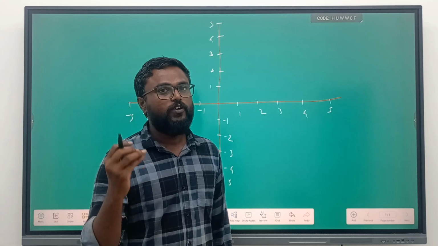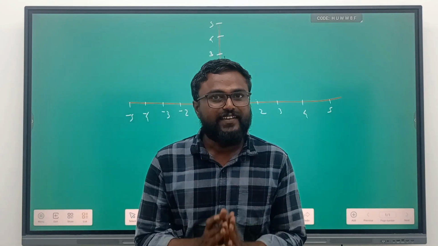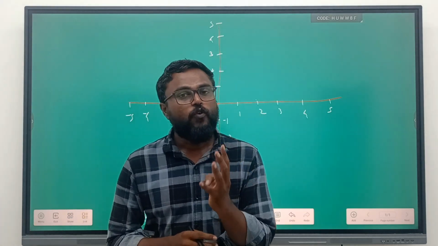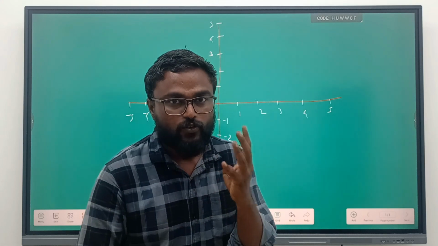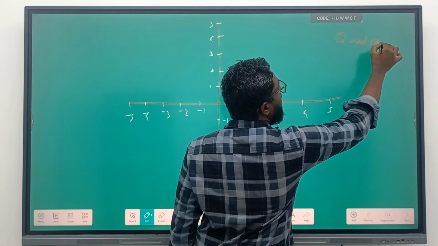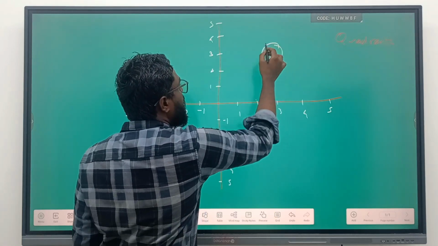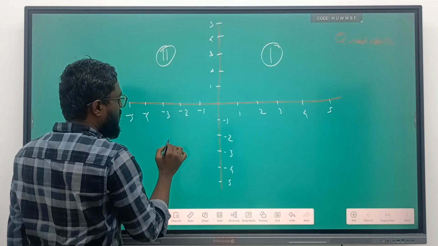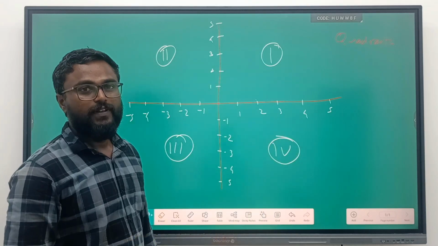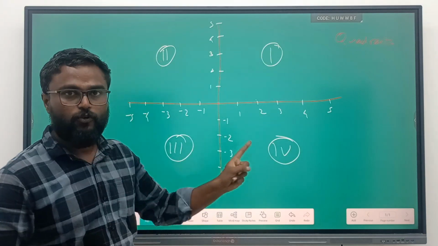Now, as we already know, two axes, which are x and y, divide a plane into four quadrants. Quadrants, Q, U, A, D, R, A, N, T, S. So this is quadrant number 1, quadrant number 2, quadrant number 3, and quadrant number 4. Remember this very carefully. It goes anti-clockwise, quadrant number 1, 2, 3, 4.